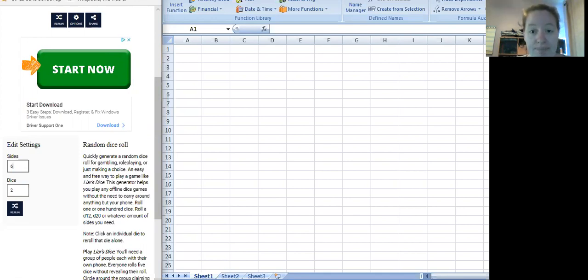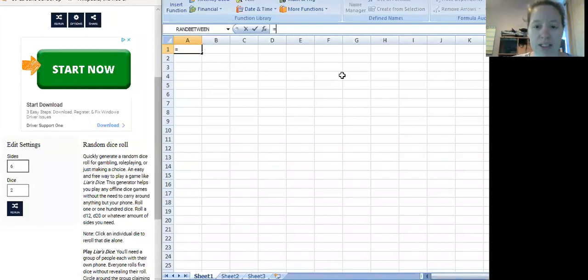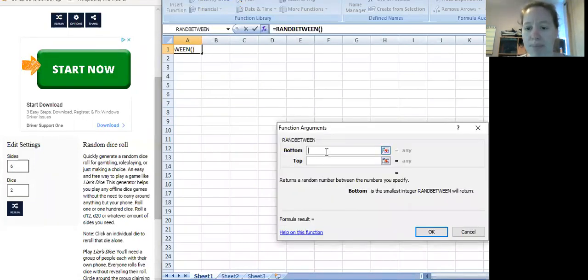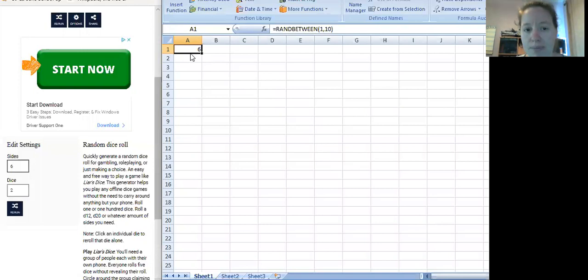If you have Excel, you can actually go into it and do equals RANDBETWEEN. Do you see that? And then it'll pop up the bottom and the top numbers. Let's say I want 1 to 10. So when I press OK, it'll give me a number there. And every single time that I move it, it gives me a new number. Pretty cool, huh?